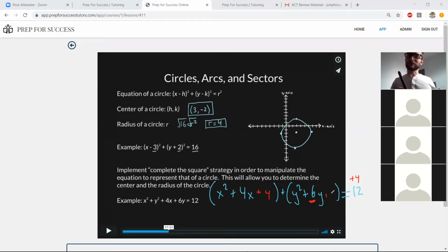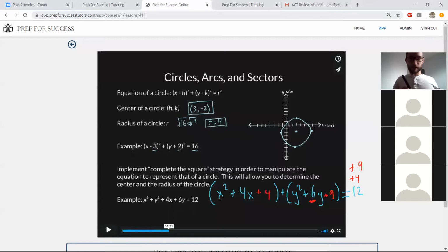3 squared is 9. So I need a plus 9 here. Okay. Now this breaks into x plus 2 squared. And this breaks into y plus 3 squared.